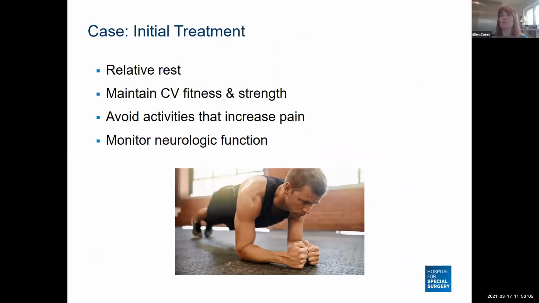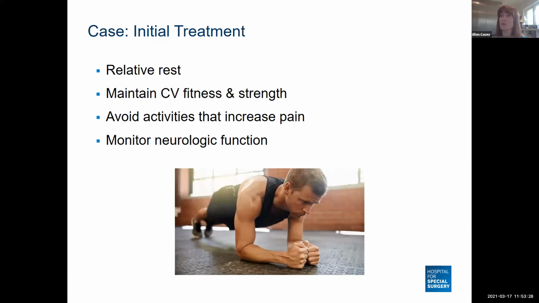So for our football player, what do we do initially? Well, he's in 10 out of 10 pain with performing sport-like activities at this point, and having interruptions in sleep. So we definitely need to get the pain calmed down. As always, we try not to take athletes completely out of their sporting environment, but we do want to do some modifications so we're not making things worse.